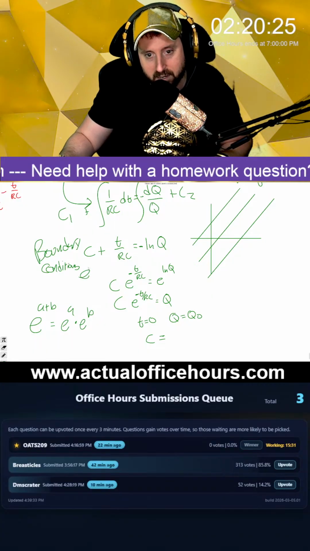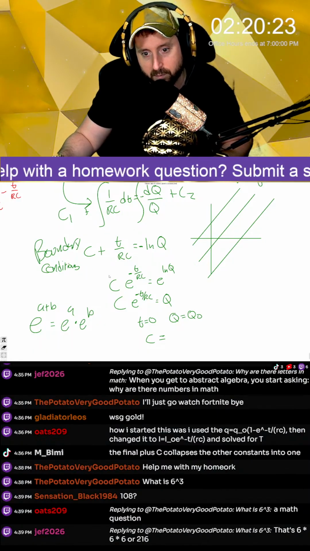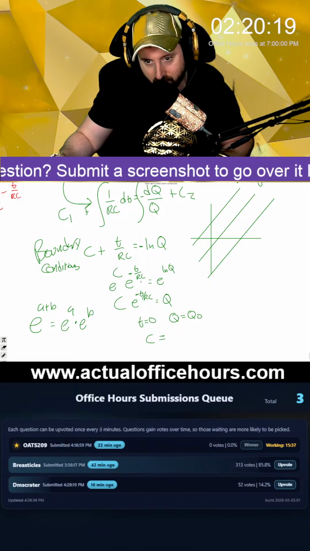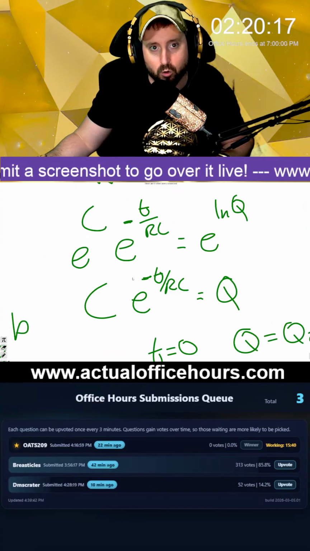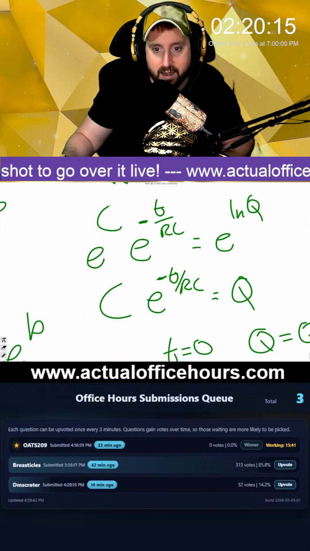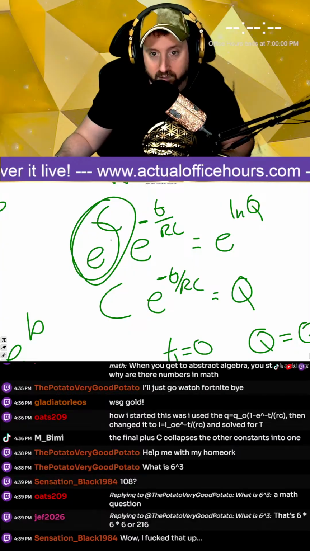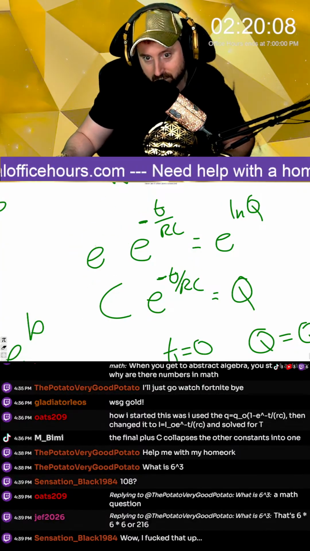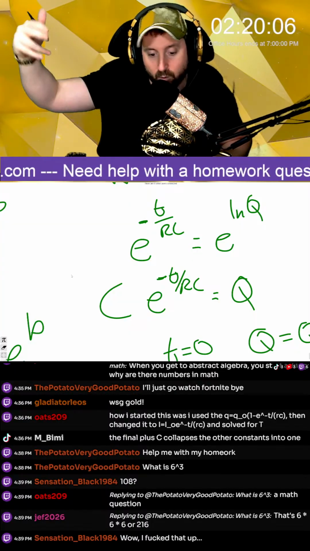So technically doing e to the whole thing here becomes e to the c, and then this is all like this. But then this is another absorption thing here: e to the c is still a constant, so I can just rewrite this whole thing as just another constant. I can just absorb that, e to the whatever's happening.